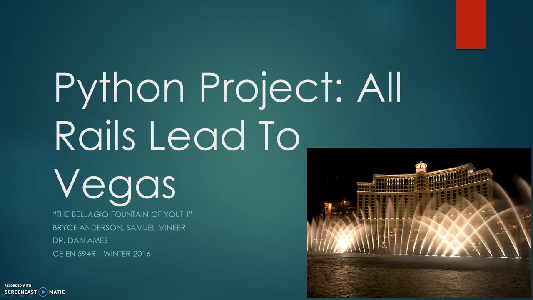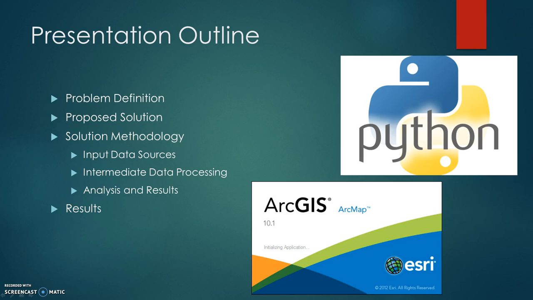Today we're going to be talking a little bit about some Python scripting that can be used to automate some geoprocessing functions. We're first going to talk about our problem definition, our proposed solution, and then we're going to review the methodology and implementation of our solution using Python and ArcMap. And then we're going to check out a couple results and see how we did.